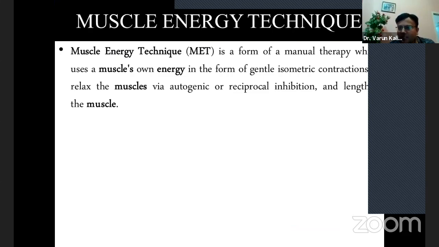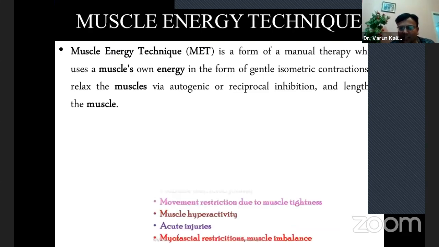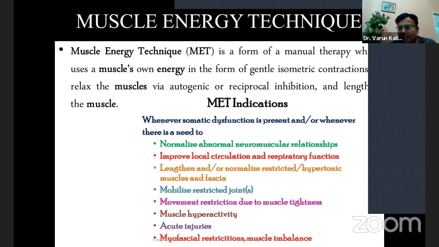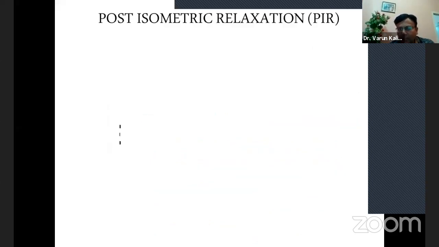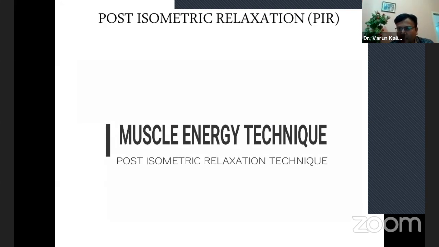But here we will discuss only two principles. First one is the PIR, second one is the reciprocal inhibition. Here we have so many indications also, but for adhesive capsulitis, we will mainly consider lengthening and normalizing the restricted hypertonic muscles and fascia, myofascial restrictions, and muscle imbalance. We will go for these indications to treat the adhesive capsulitis patient with the help of MET. So first one is the post isometric relaxation technique.